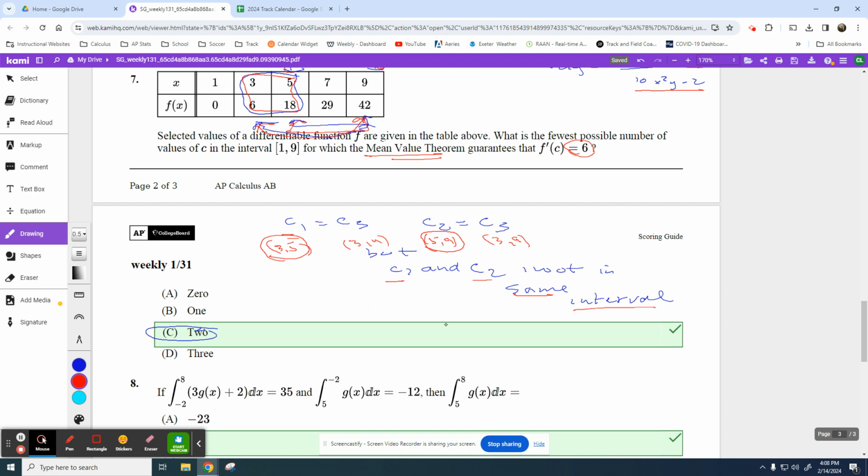So 3 to 5 is in 3 to 9, so we're good. 5 to 9 is inside 3 to 9. And so since 3 to 5 and 5 to 9 are not in the same one, we can't count all 3. So we know it's a minimum of 2. It's either 2 here or 2 here. It can't be all 3.